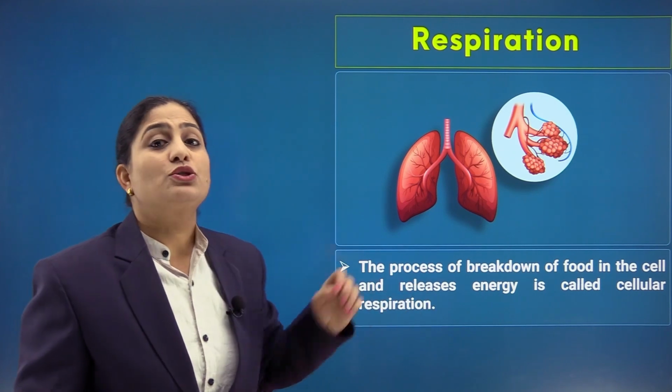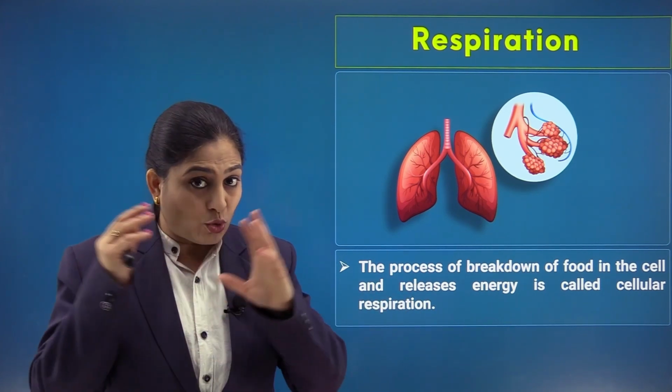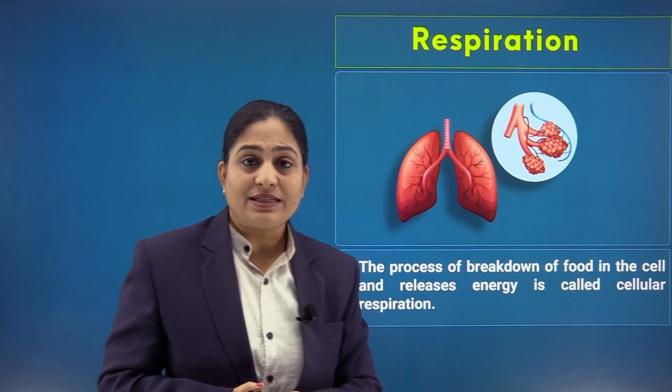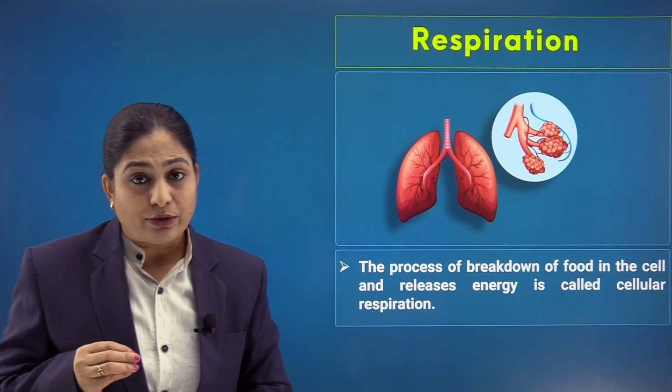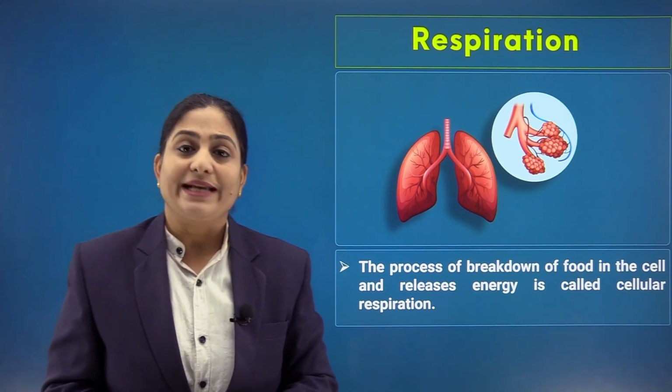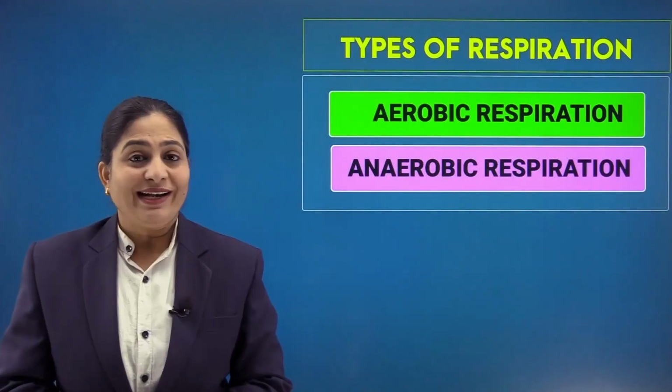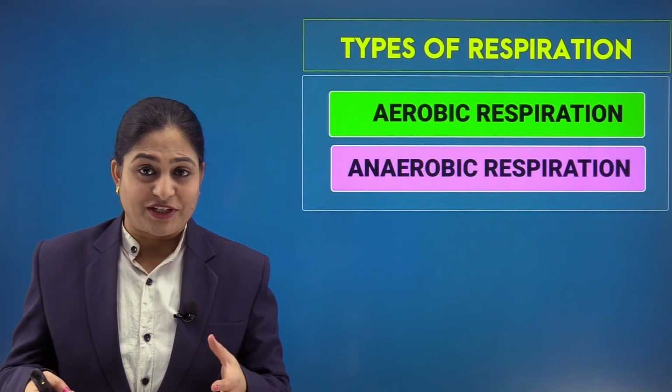And this process is known as cellular respiration because this whole breakdown takes place in the cell, at the very microscopic level. We call it cellular respiration. So children, let us discuss the types of respiration.